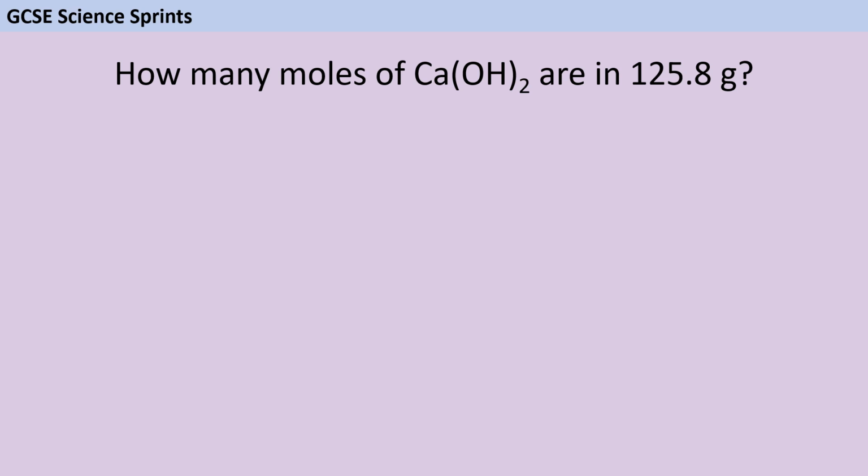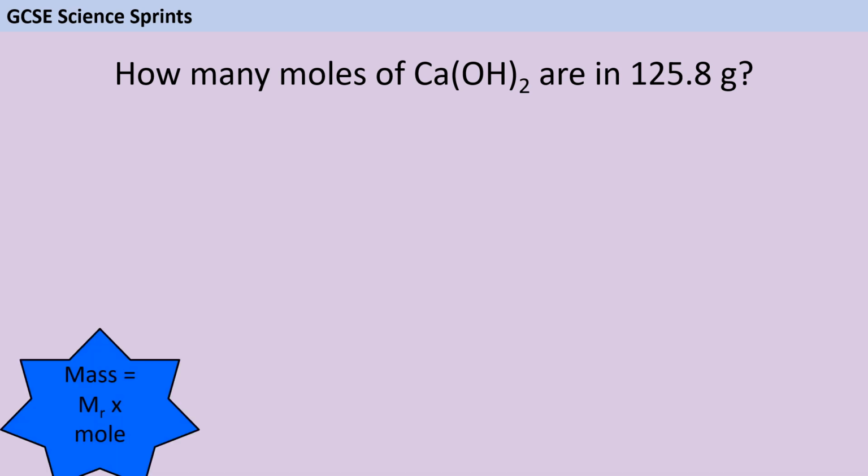In this question, we're trying to calculate the number of moles of a substance. So my first step is to recognise that I'm going to need the formula mass is Mr times mole. In other words, to work out the number of moles, I'm going to need both the mass, which is given in the question, and the relative formula mass, which I need to calculate for myself. So I'm going to write out this equation so that I have it there to use, and then I'm going to calculate this relative formula mass.